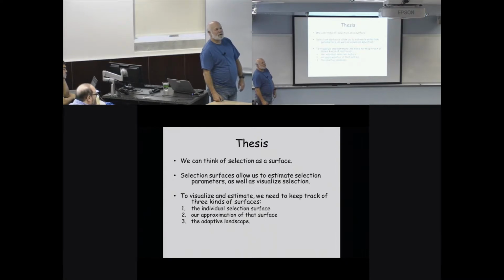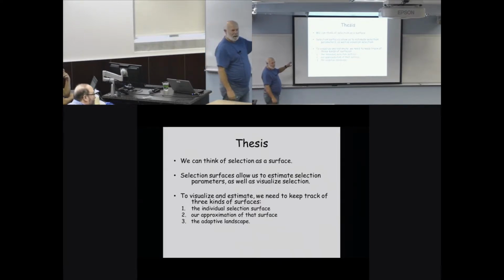Now, as we think about estimation, we need to make a distinction between three kinds of surfaces. Well, basically just two. The individual selection surface, which is selection in the space of individual trait measurements on individuals. And then we need to think of the adaptive landscape, which is average fitness in a surface in which the dimensions are the average trait value for a population. And in between those, we have the approximation of the individual selection surface, which is going to tell us something about the adaptive landscape.